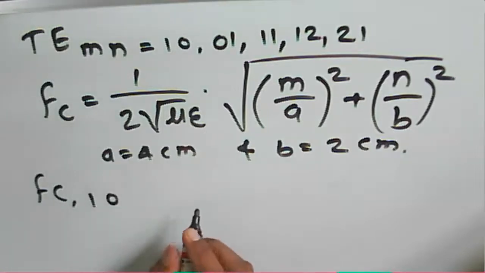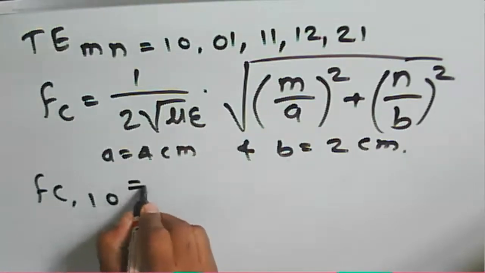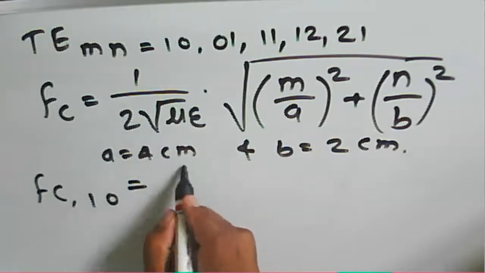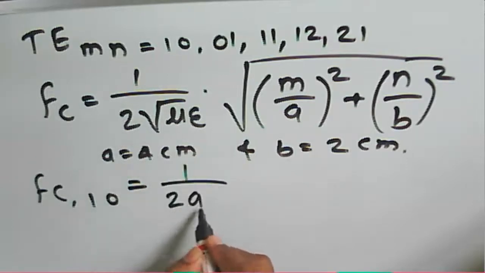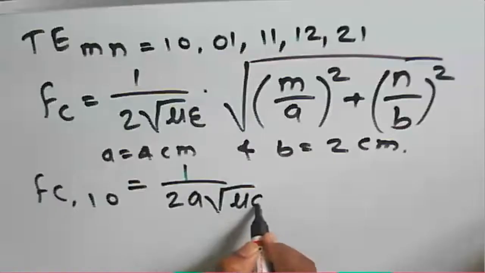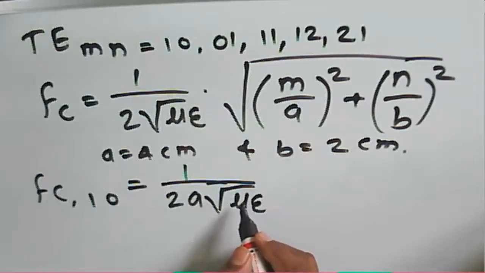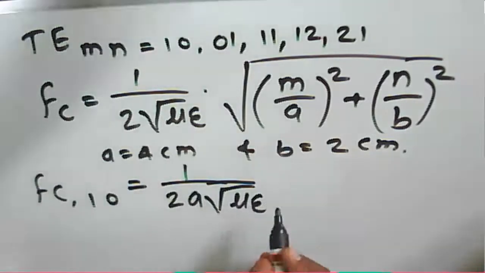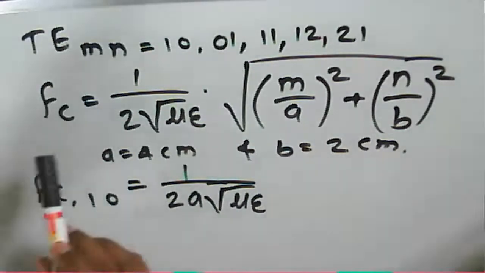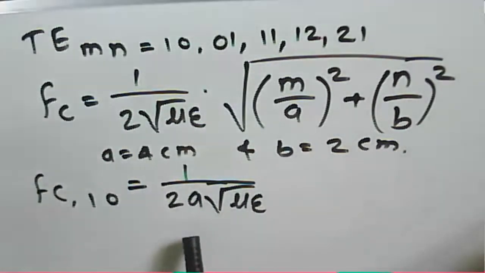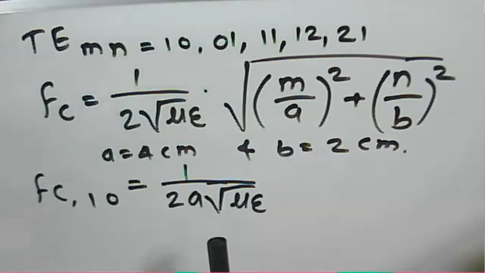M is 1 and N is 0. In that case, if you put that twice of a under root mu epsilon, we can put the values of mu and epsilon. That will be nothing but for air filled. Now it is mentioned that we will find the lowest four cutoff frequencies for an air filled rectangular waveguide.